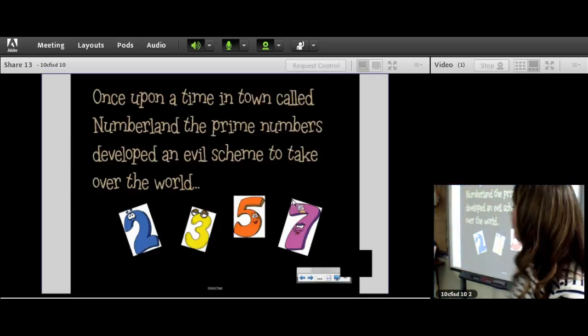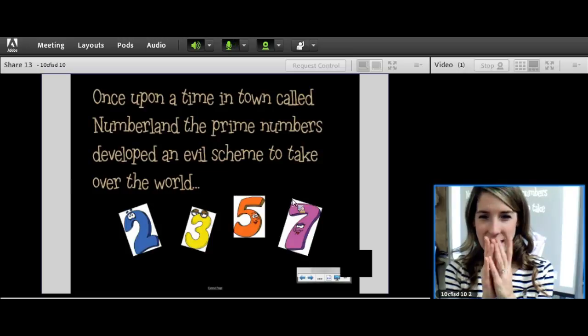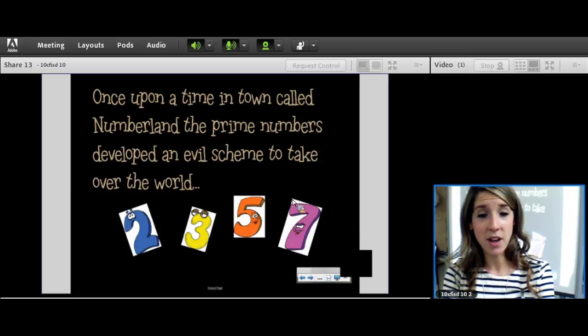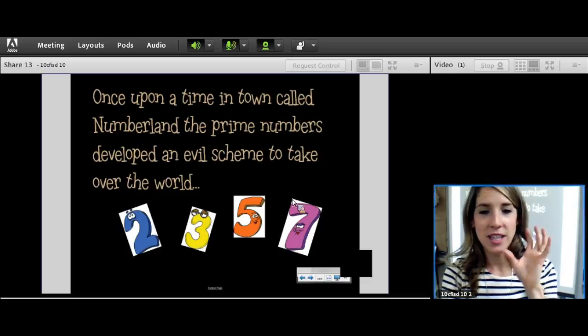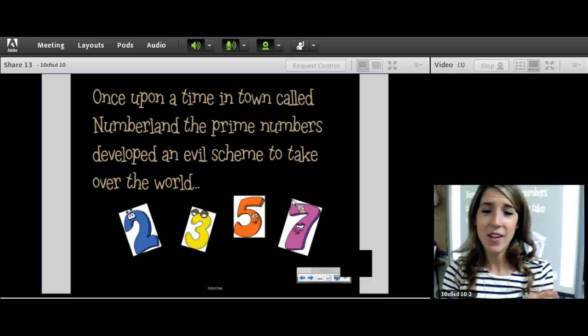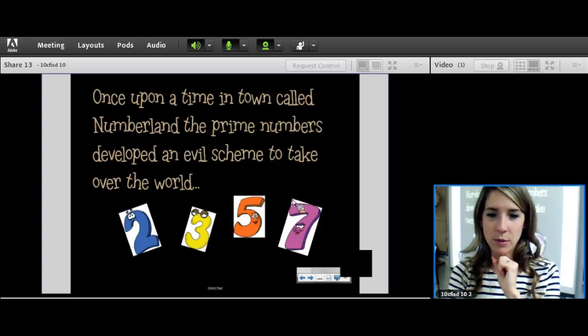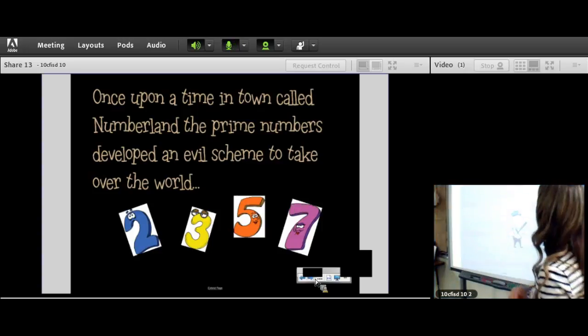All right. Once upon a time in a town called Neverland, the prime numbers developed an evil scheme to take over the world. So do we know what prime numbers are? It's kind of important. Those numbers for which the only factors they have are themselves and 1. They're kind of lonely. They don't have any really good factors. So here's a sampling of them: 2, 3, 5, 7. I think there's even a song about the prime numbers.